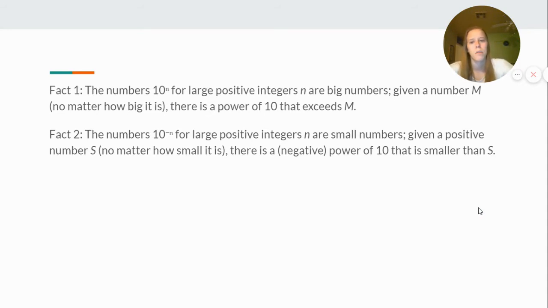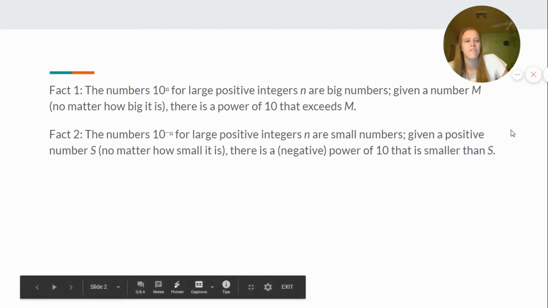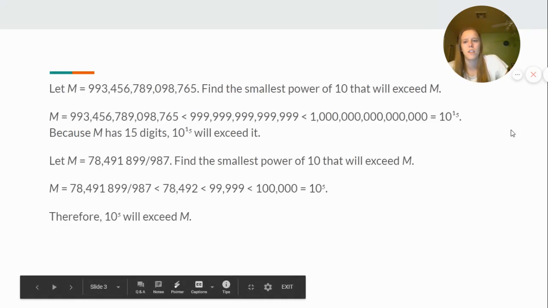Fact 2, the numbers 10 to the negative nth for large positive integers n are small numbers. Given a positive number s, no matter how small it is, there is a negative power of 10 that is smaller than s. Okay, so now let's look at some examples of this.